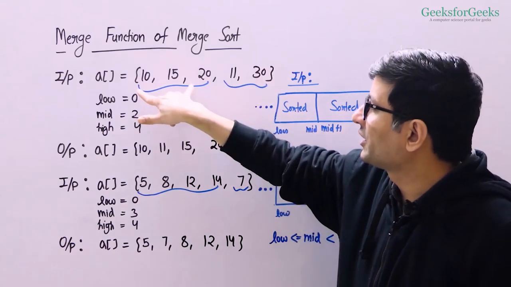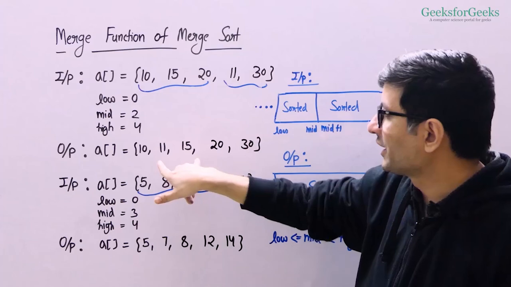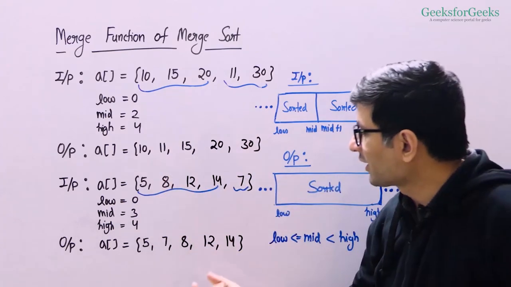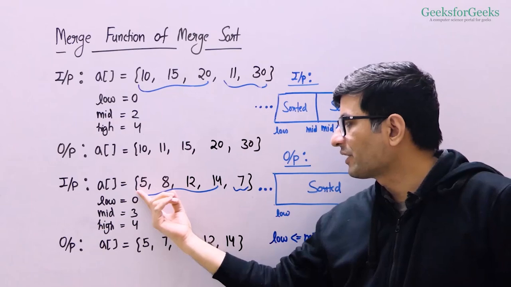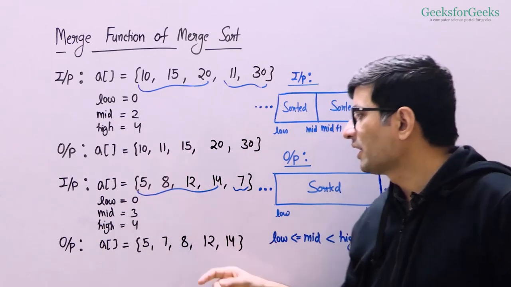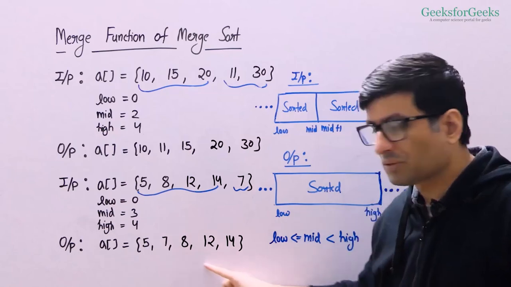Right, so we basically need to merge the sub-arrays. We need to merge this sub-array with this sub-array and we get this. In this example, low is 0, mid is 3 and high is 4. So we have sorted array from sub-array from 0 to 3 and 4 to 4 is also sorted. So we need to merge these two and we get this one.